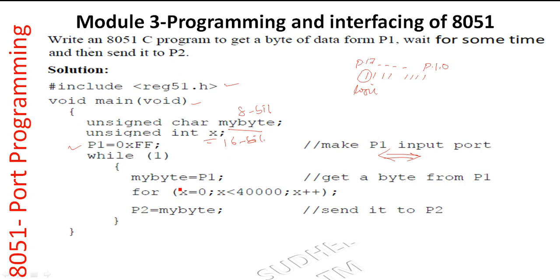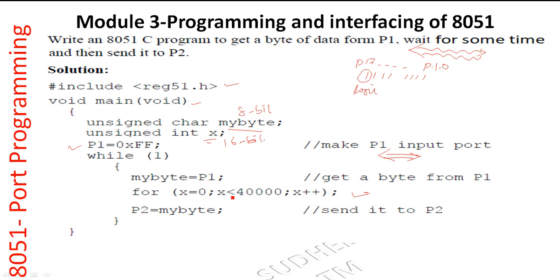Always our program will monitor port 1, will read port 1. So mybyte, declared as a character, is equal to P1. The microcontroller starts reading port 1 and always gets a byte. After it is read by the microcontroller, then comes what you call wait for some time. There is a sentence in the question that says wait for some time. After reading the data, we should wait for some time.